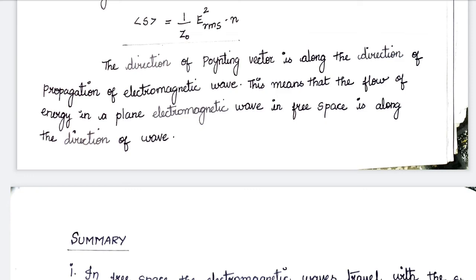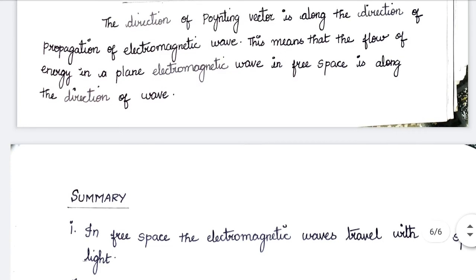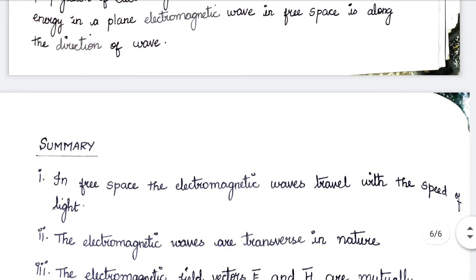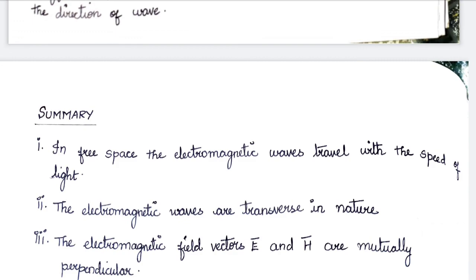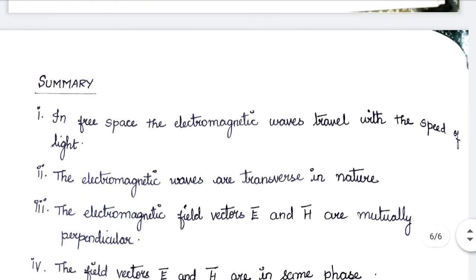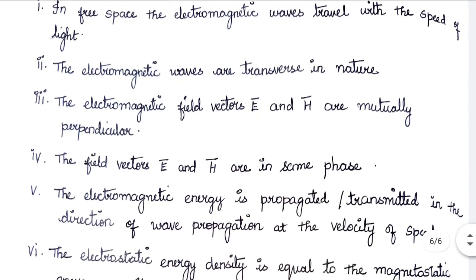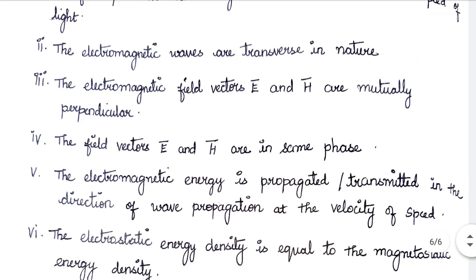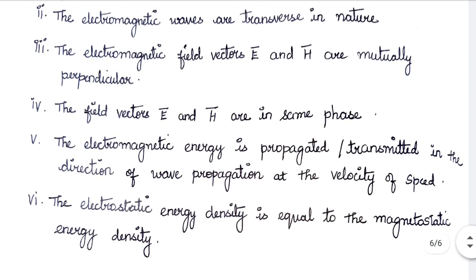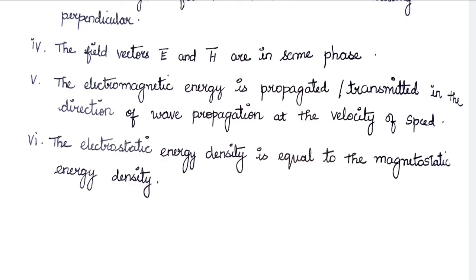So from all our discussion, we can conclude that in free space, electromagnetic waves travel with the speed of light, and they are transverse in nature, and the E vector and H vector are mutually perpendicular to each other, and not only that, they travel in the same phase in all directions, and the electromagnetic energy is propagated in the direction of wave propagation at the speed of light, and the electrostatic energy is equal to the magnetostatic energy in the case of plane waves in free space.